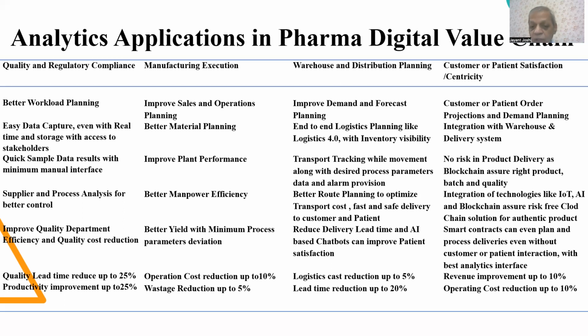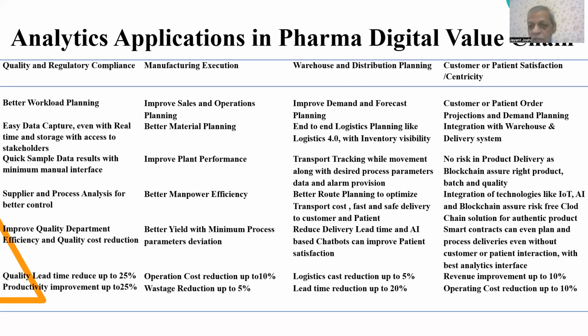And that gives you better yield or reduces the wastage. And then there is minimum process parameter deviation. We have temperature, pressure, and cycle time. These parameters have some standards, but the deviations are also monitored, and that gives you better efficiency. Finally, that can reduce the operation cost by up to 10%, and wastage reduction is also up to 5%. So these are the benefits you can derive by using analytics in the digital supply chain or value chain.